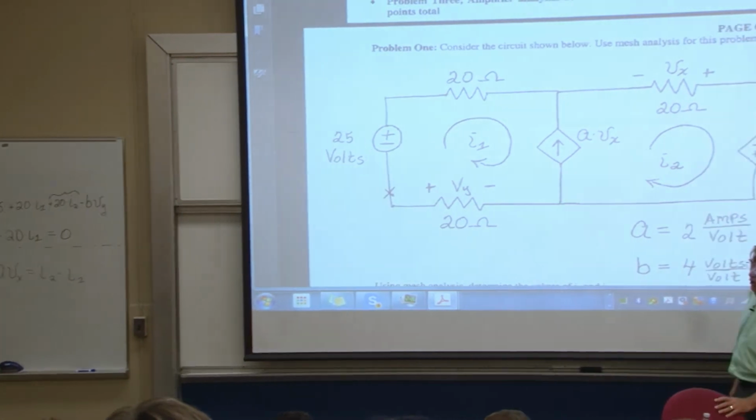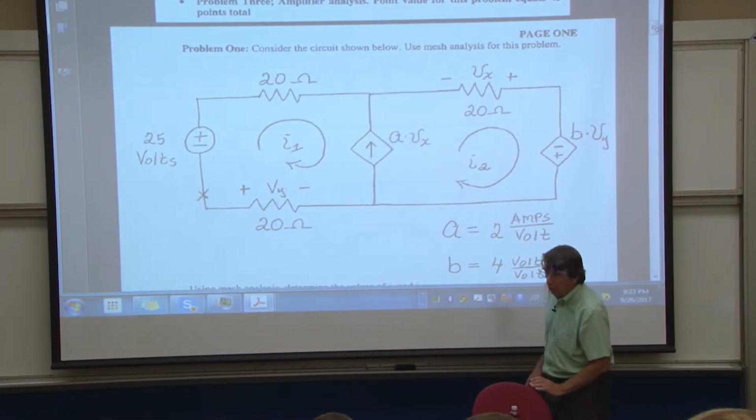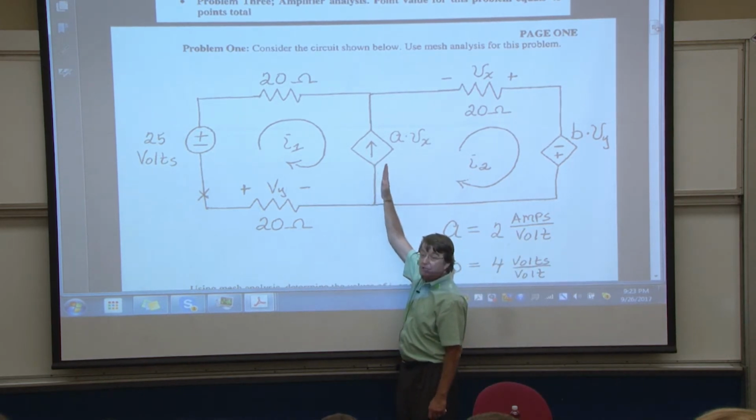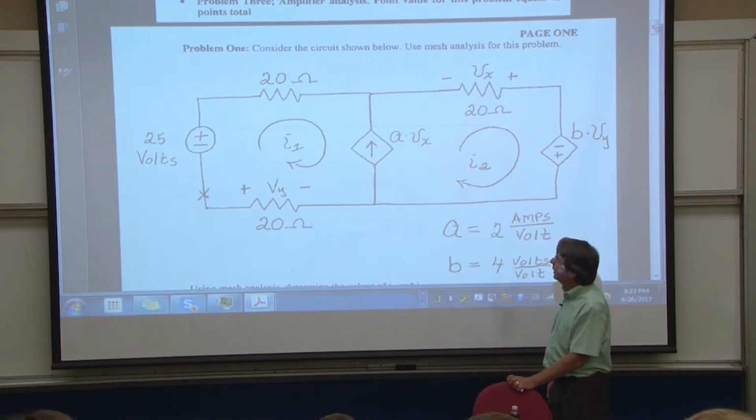See, I don't know if that always works. The question is, could you put yourself in the node at the top? Really, we're saying the current in this branch has to be AVX. Well, it would be like I1 plus AVX equals I2, because I1 is flowing along the top of it, and AVX is added to it.